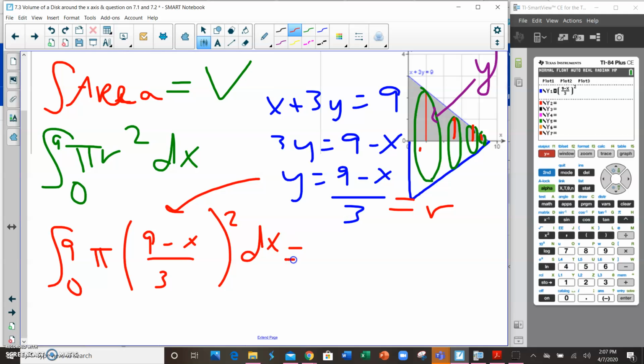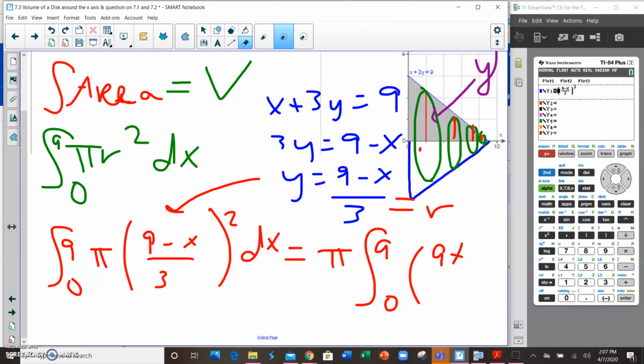So what I'm going to do is take the pi out. So I'm going to do pi, and then I'm going to integrate from 0 to 9, because pi is just a constant, you can do that, and go 9 minus x. Oh, sorry. Let me reset and go 9 minus x over 3 squared dx. Hopefully you can read that. Okay, so I just took the pi out.